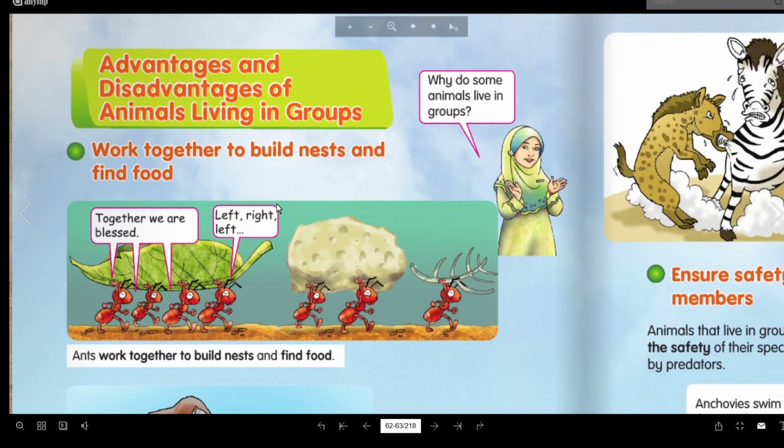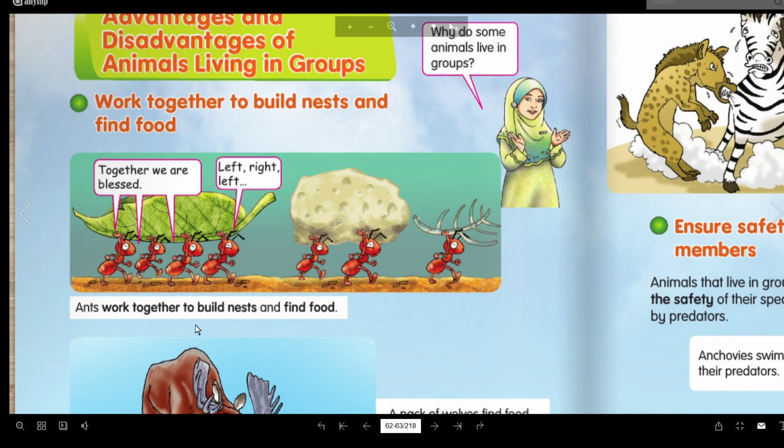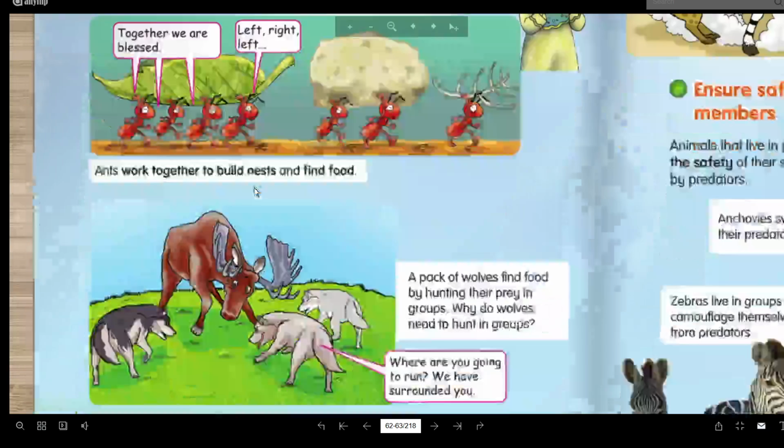Now let's see advantages and disadvantages of animals living in a group. First, why do some animals live in groups? They work together to build nests and find food. So you can see these ants are working together to build their nest and find food, right?